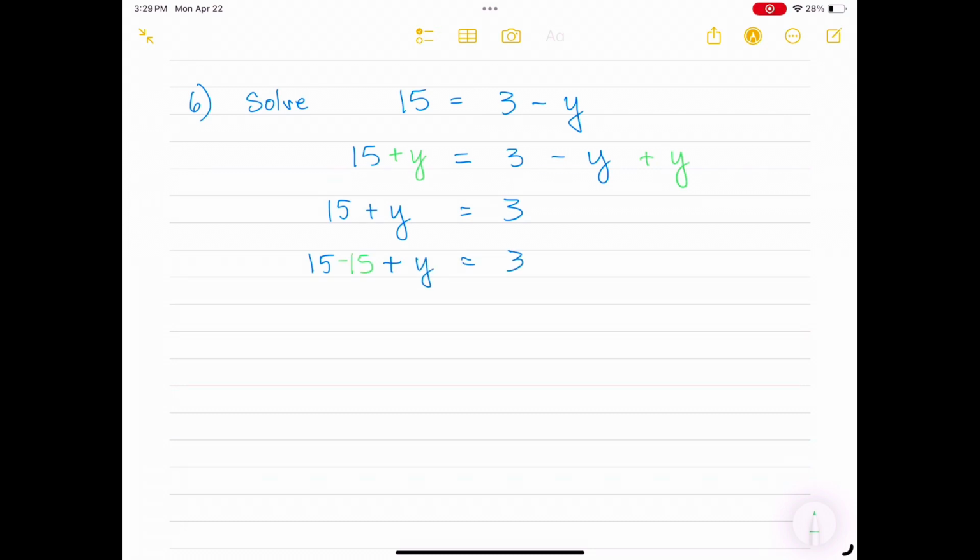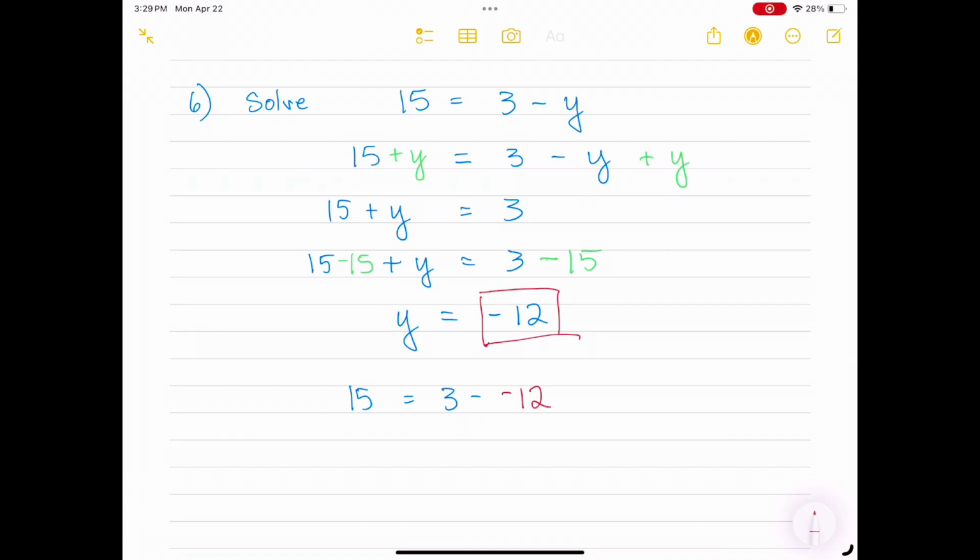To get y by itself on the left-hand side of the equation now, I need to subtract 15 on both sides of the equation. 15 minus 15 is 0 on the left-hand side, so it leaves y by itself, and on the right-hand side, 3 minus 15 equals negative 12.